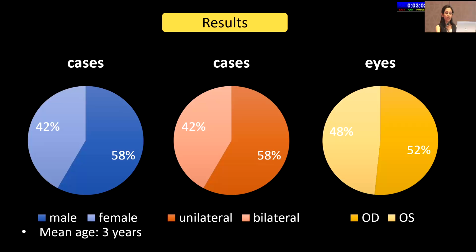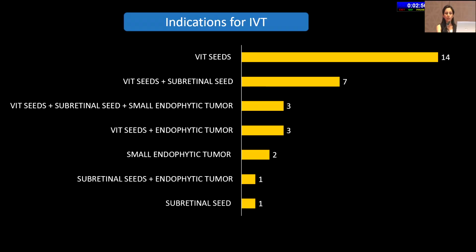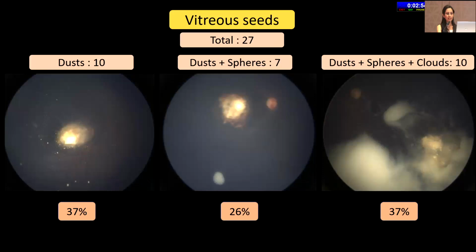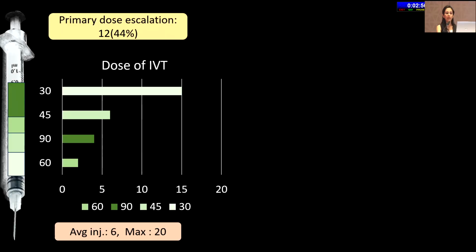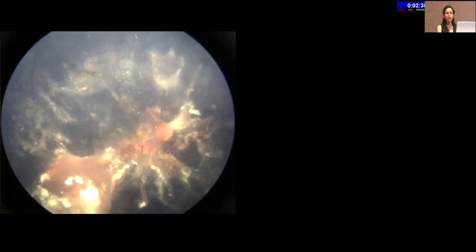Following are the derived results of demographic details. Majority of cases belong to baseline group D and E. Most common indication being diffuse vitreous seeds. Out of total 27 cases with vitreous seeds, primary dose escalation was done in 44% and 56% required secondary dose escalation. Interestingly, we found that with the secondary dose escalation, the average number of injections required reduced to half.